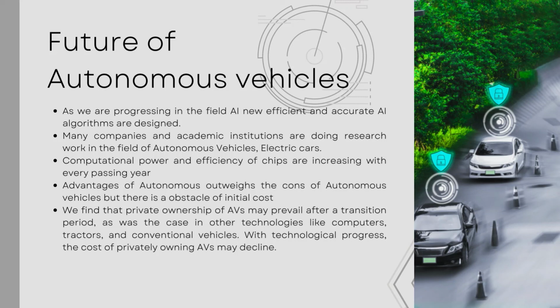Thus, we can say that the advantages of autonomous vehicles outweigh the cons. We expect that in the future, private ownership of autonomous vehicles may prevail. There may be a transition period, as observed in similar technologies like computers, mobile phones, conventional vehicles, etc. Thus, as technology progresses, we expect the cost of autonomous vehicles to go down, making autonomous vehicles a safer and more reliable option for our population.